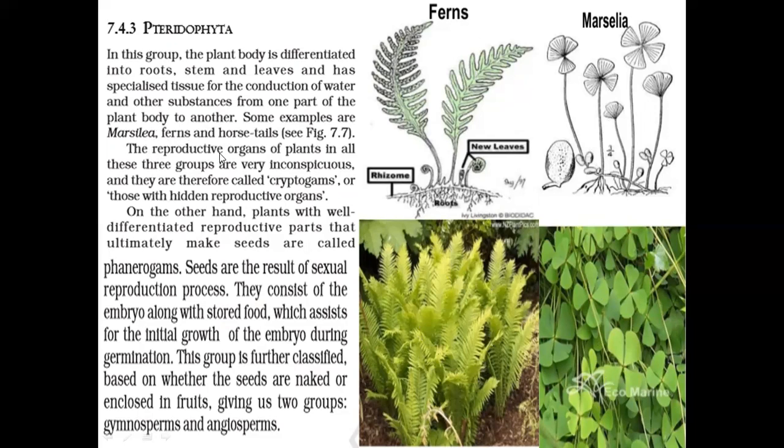Now, the reproductive organs of the plants in all these three groups are very inconspicuous and therefore they are called cryptogams, or those with hidden reproductive organs. On the other hand, we have plants with well differentiated reproductive parts that ultimately make seeds, which we call phanerogams.